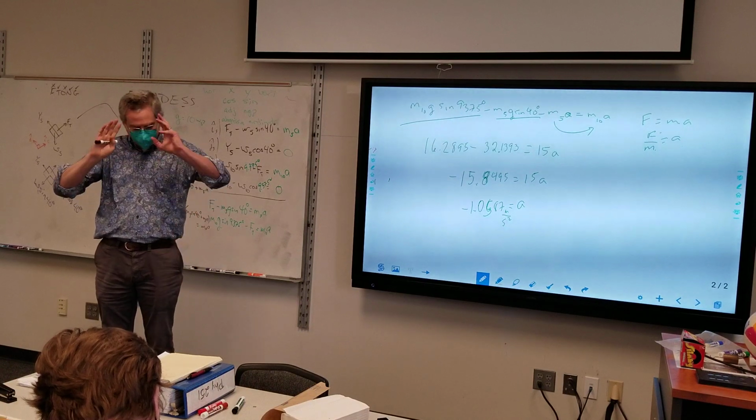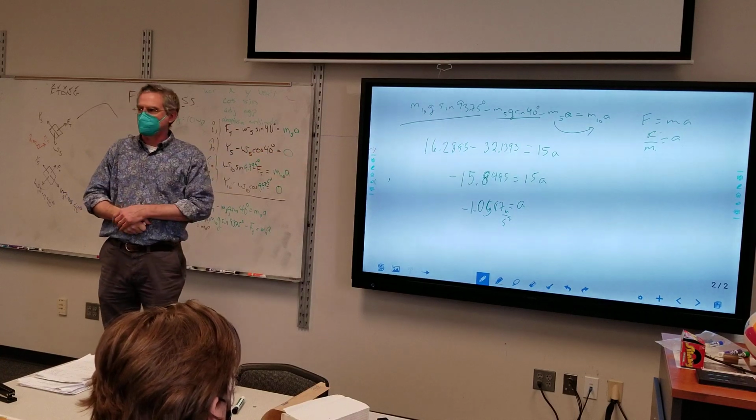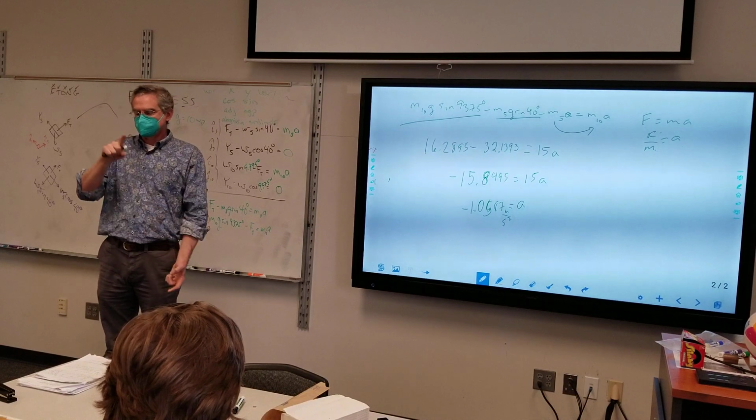All right, so first off, let's interpret what we have here. We got negative 1.0587 meters per second squared as the acceleration. What does the negative sign mean? That means it's going left. The opposite. It's going up. Opposite. Yeah.